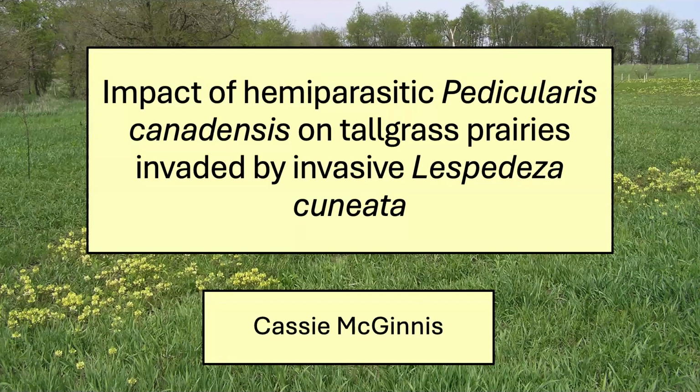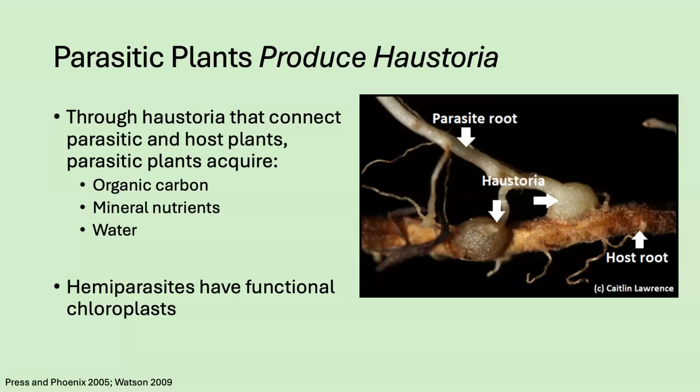I am a master's student at Illinois State University, and today I'm going to be talking about my favorite little vampire, Pedicularis canadensis, and the impact it has on its local tallgrass prairie community, specifically one that is invaded by Lespedeza cuneata. The reason I'm calling it a vampire is because it is a parasitic plant. It uses haustoria to connect to a host plant, where it then takes carbon, nutrients, and water from that host back into itself.